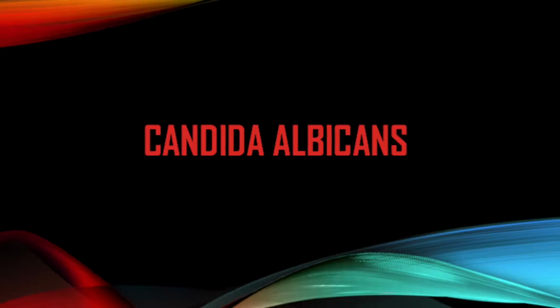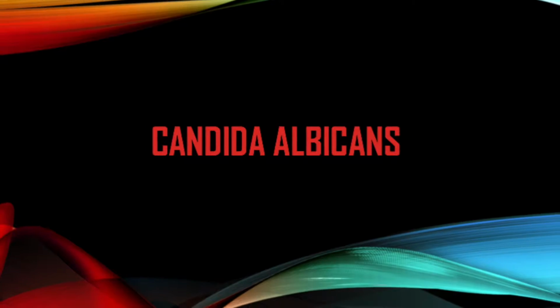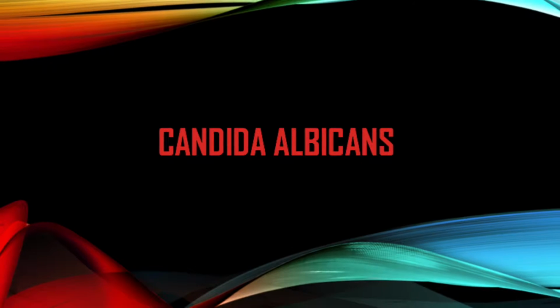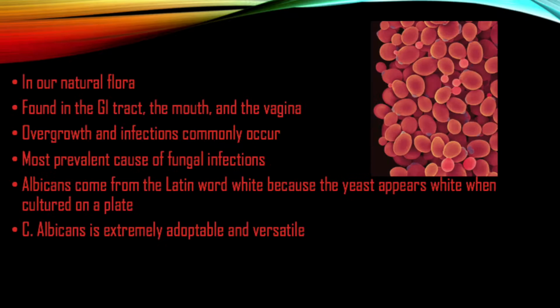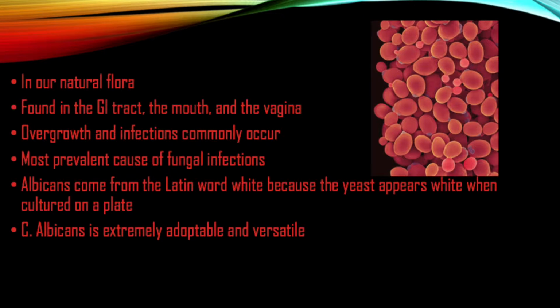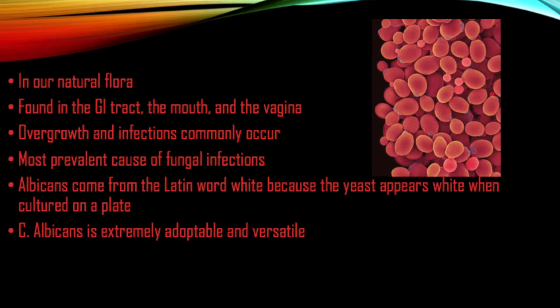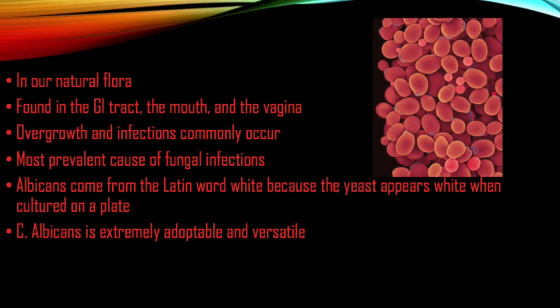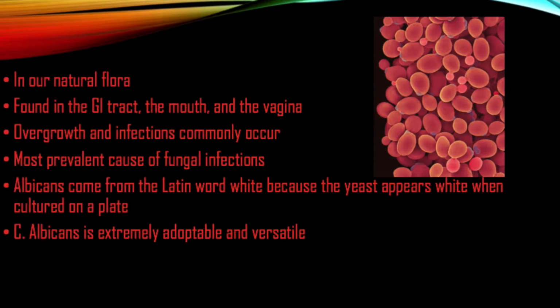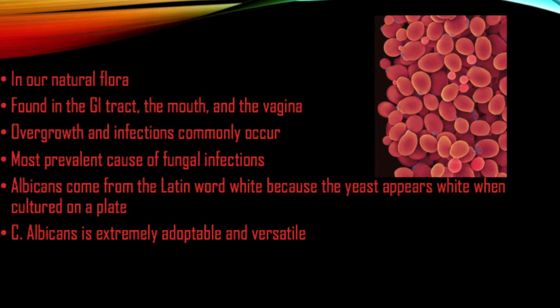So I'm going to talk to you about Candida albicans, also known as yeast. So it's in our natural flora. It's found in the GI tract, the mouth, and the vagina, and this is because it has the ability to survive in multiple pH levels. Overgrowth and infections commonly occur, which we will talk about in a little bit.